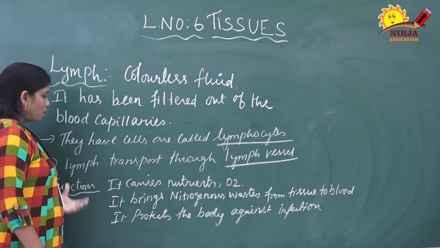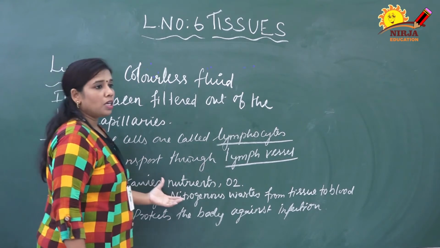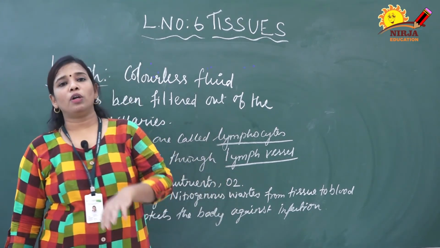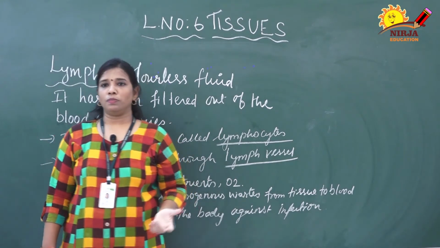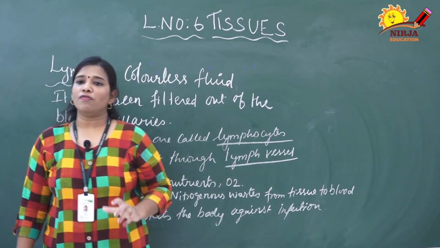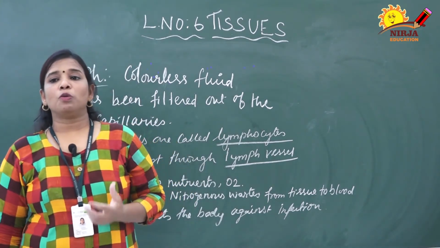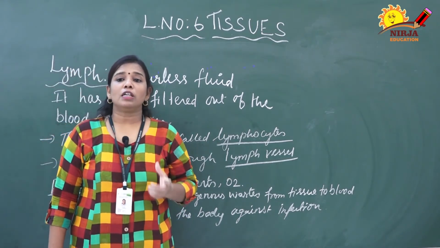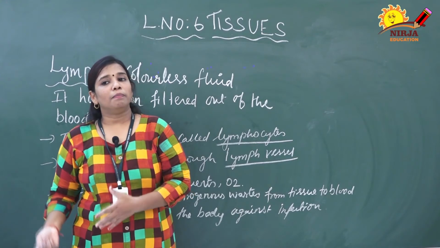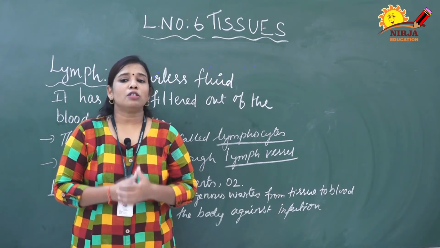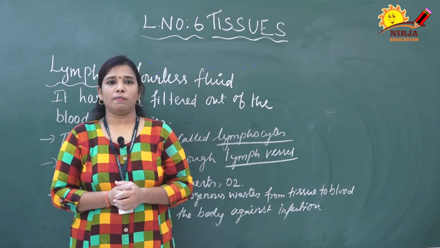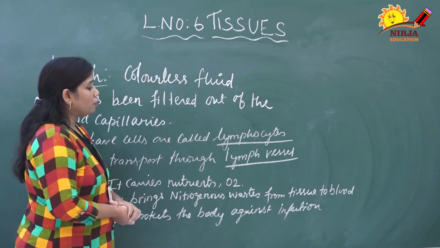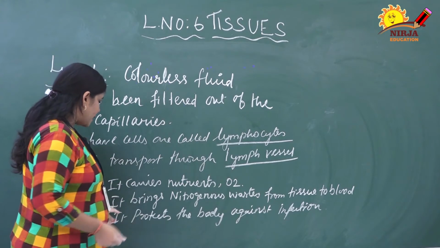What is the function of the lymph? It carries nutrients like oxygen and glucose from tissue to other parts of the body, and from other parts of the body to tissue. The lymph is carried through the lymph vessels. With its help, the nutrients like oxygen and glucose that may have filtered out of the blood capillaries are transported back into the heart to be recirculated in the body. Next, it brings nitrogenous waste from tissue to blood. That is the second function.